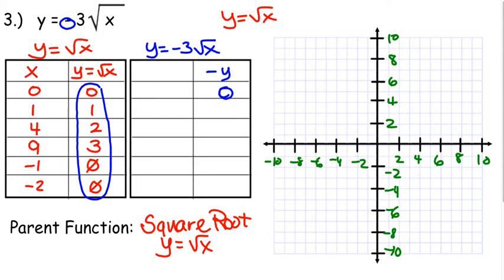Opposite sign of 1 is negative 1. Opposite sign of 2 is negative 2. Opposite sign of 3 is negative 3. We don't have to graph those two last ordered pairs because they're not going to exist.